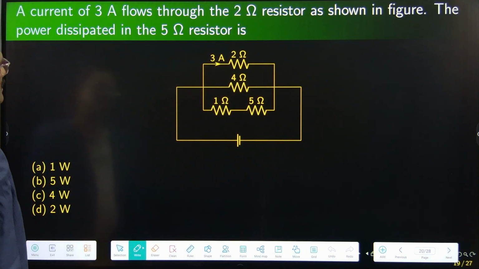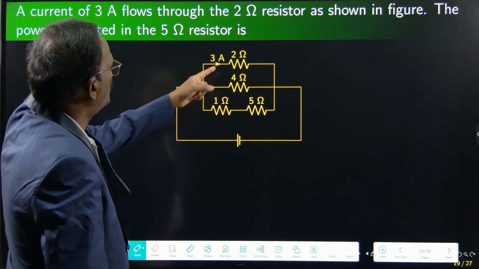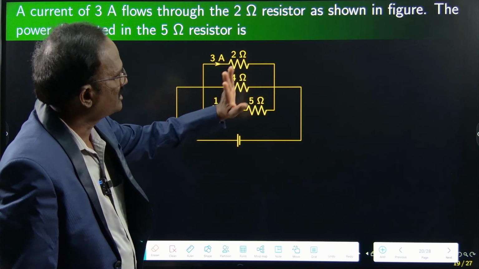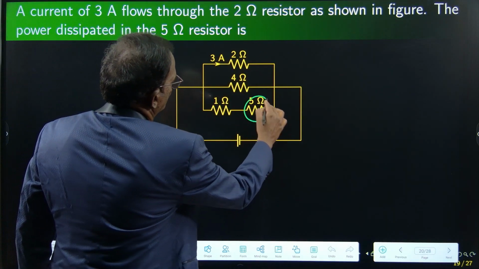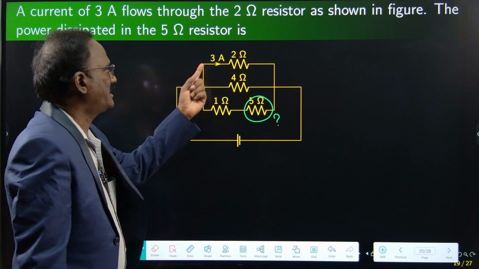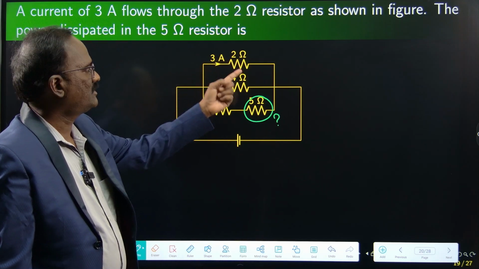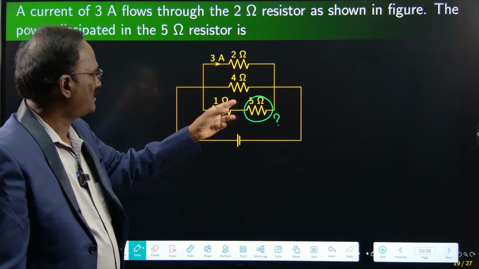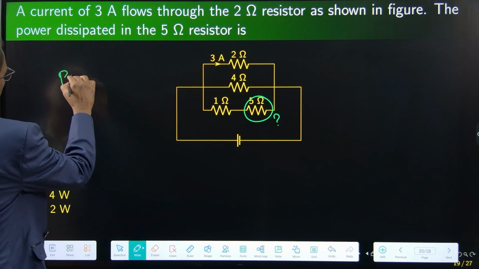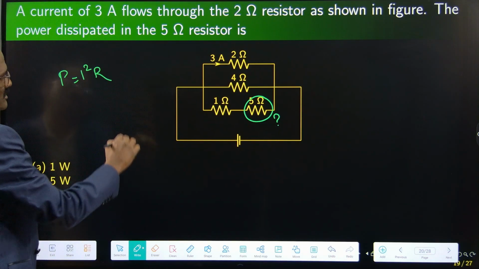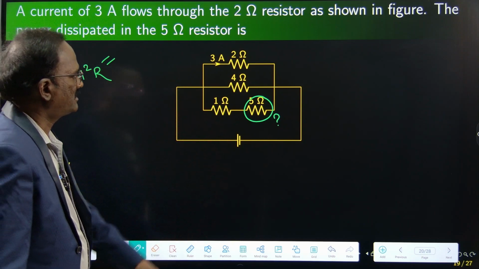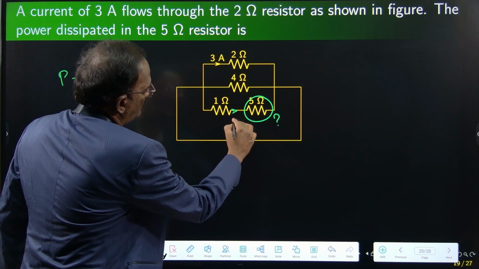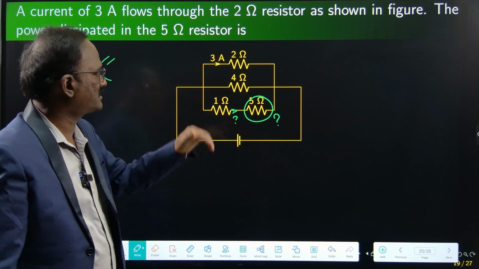Yes, a current of 3 amperes flows through 2 ohms as shown in the figure. The power dissipated in the 5 ohm resistor is what? If 3 ampere is flowing through 2 ohms, what is the power dissipated here? Power dissipated, P is equal to I square R, formula we can use. 5 ohm is the R value, then I square. This current has to be found. What is the current flowing through this branch?